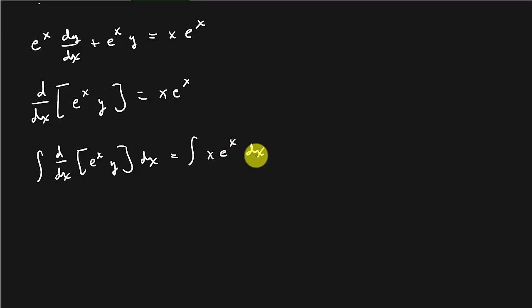All right, and so we get e to the x y is equal to, now, I showed this earlier. We integrated that one by parts earlier, so I'm not going to do it again. x e to the x minus e to the x plus c.